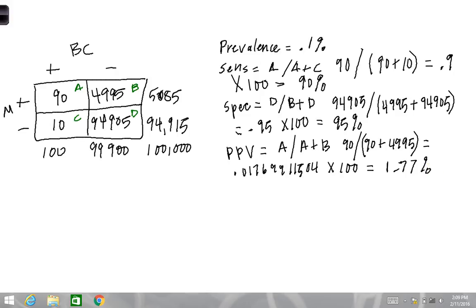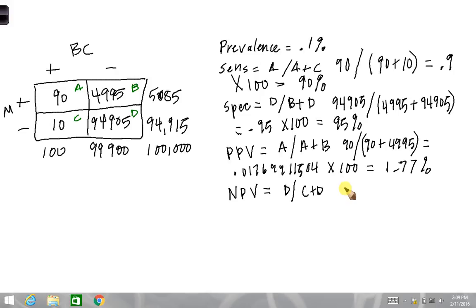And then to interpret this, we would say, of those who test positive or have an abnormal mammogram, 1.77% actually have breast cancer. And then we will do our negative predictive value, or NPV, and that's going to be D divided by C plus D.